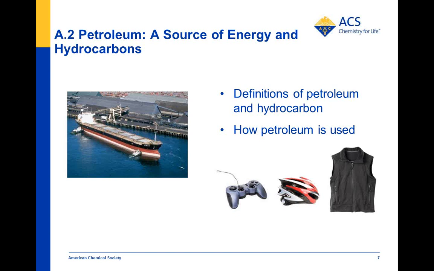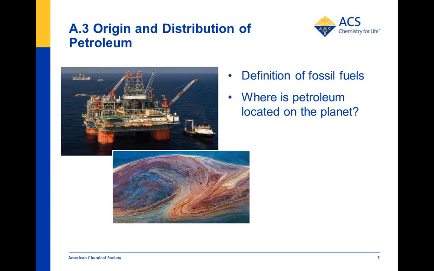That is pretty much just an informational foundation for where we're going with what is petroleum in Section A. A3 is origin and distribution of petroleum. Students know about fossil fuels. They got that in elementary school. But it's going to be a reminder to them of what a fossil fuel is, where it comes from, where it is found, and why it is the way it is.